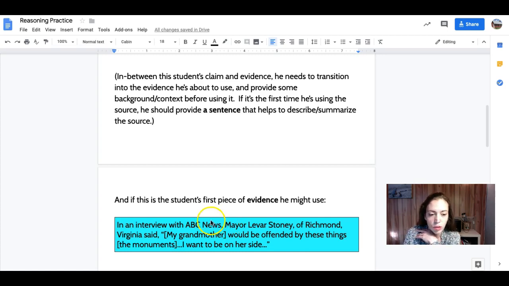And so the student listened to the video several times to capture the correct quotation from LeVar Stoney, and this is what he said. "My grandmother would be offended by these things," meaning the monuments. "I want to be on her side."